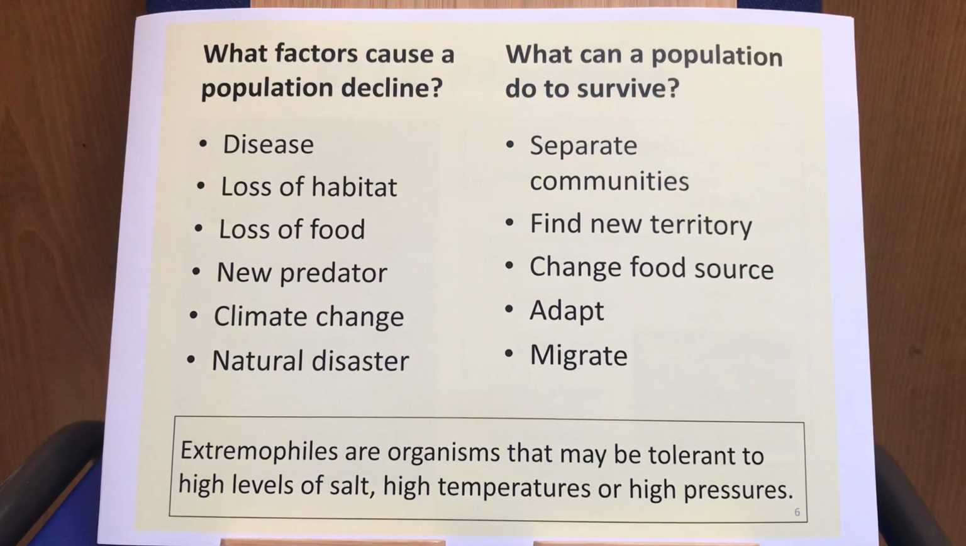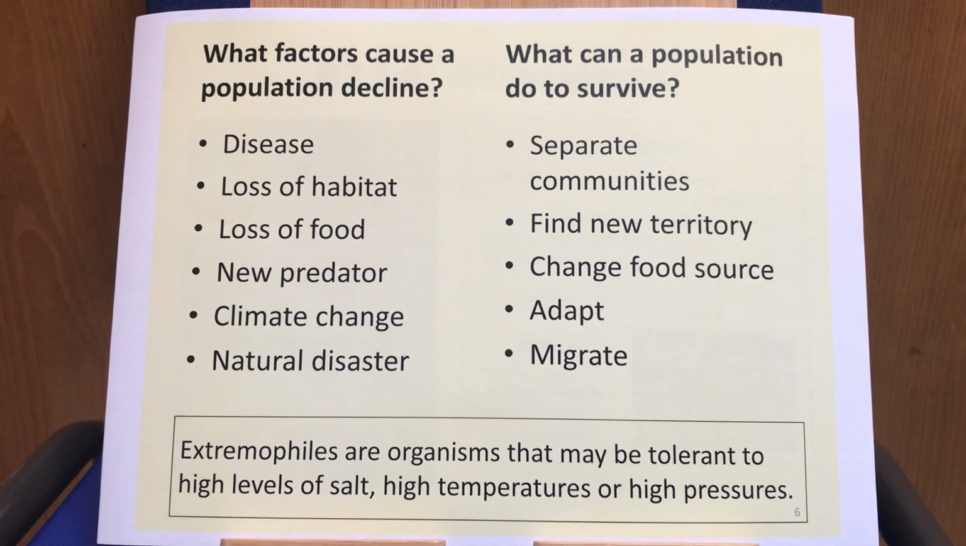What could the population do to survive? Well, they could separate their communities, so even if some don't make it, the others will still be there to repopulate. They could find a new territory, which links in with migrating. Migrating, though, could be just a seasonal migration. They could change their food source, and they could adapt.